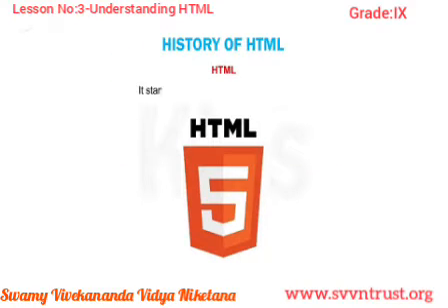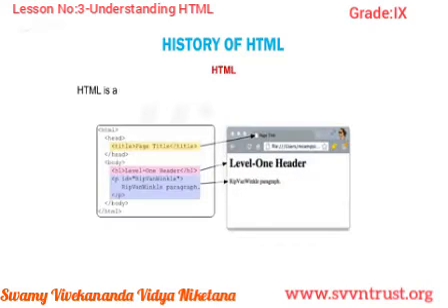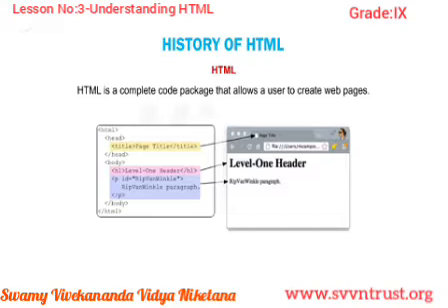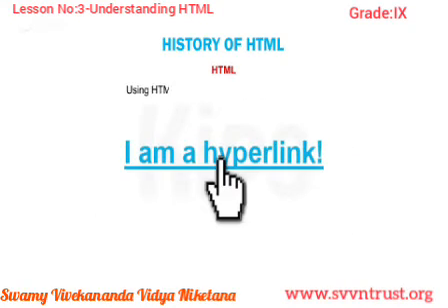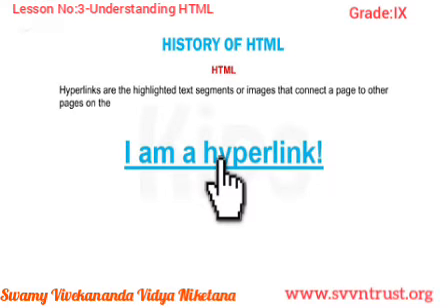HTML stands for Hypertext Markup Language. HTML is a complete code package that allows a user to create web pages. It includes text and graphics. Using HTML, you can add links to the web pages. Hyperlinks are the highlighted text segments or images that connect a page to other pages on the web.